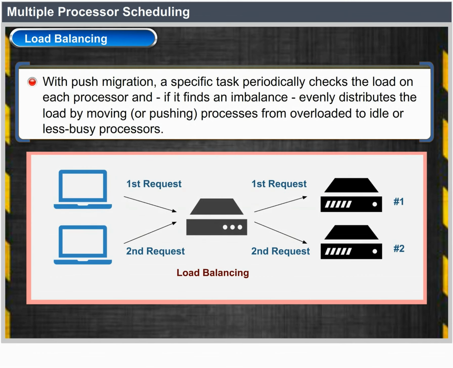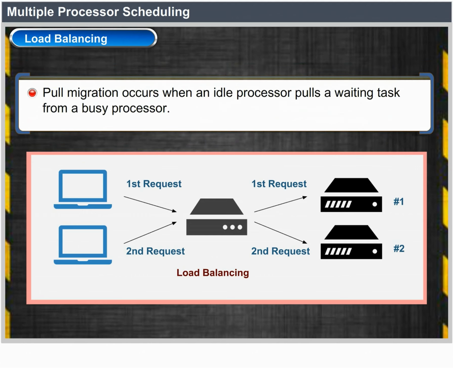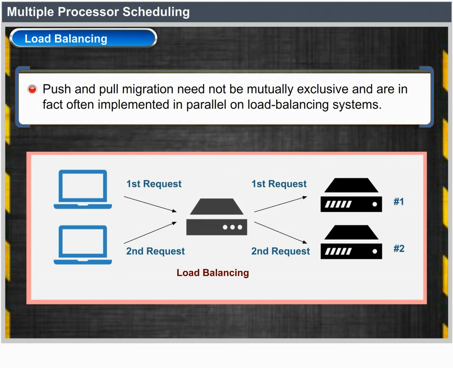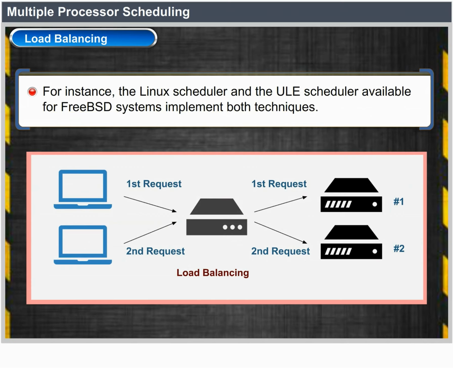There are two general approaches to load balancing: push migration and pull migration. With push migration, a specific task periodically checks the load on each processor and, if it finds an imbalance, evenly distributes the load by moving or pushing processes from overloaded to idle or less busy processors. Pull migration occurs when an idle processor pulls a waiting task from a busy processor. Push and pull migration need not be mutually exclusive and are, in fact, often implemented in parallel on load balancing systems. For example, the Linux scheduler and the ULE scheduler available for FreeBSD systems implement both techniques.